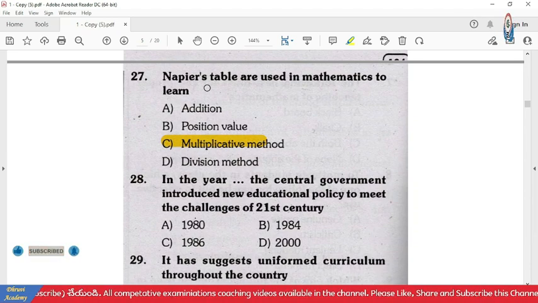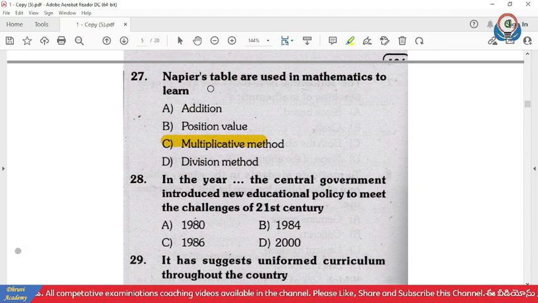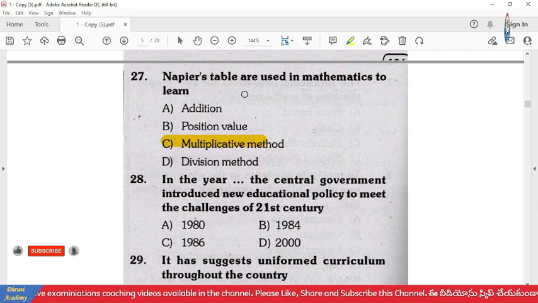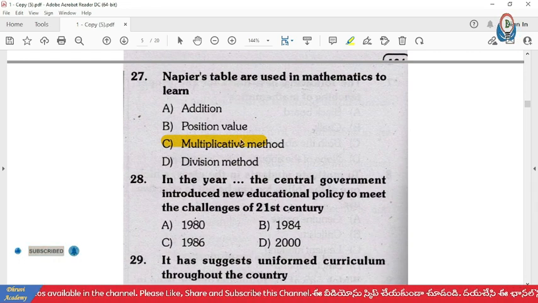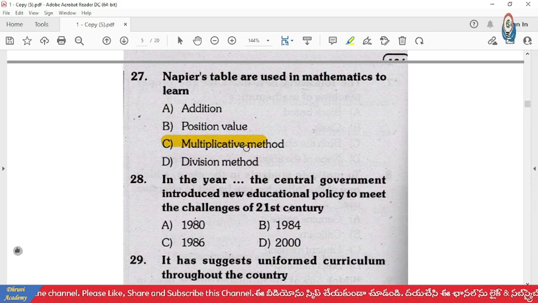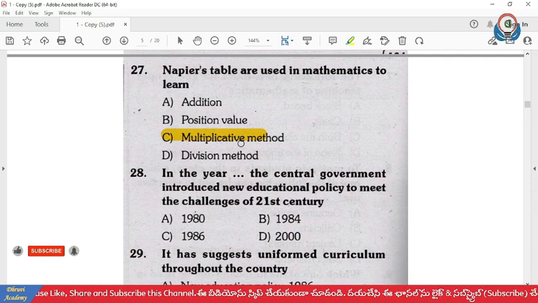Napier's table is one type of grid method used to multiply numbers. So Napier's table is a multiplicative method.